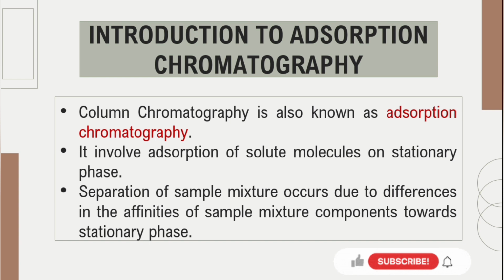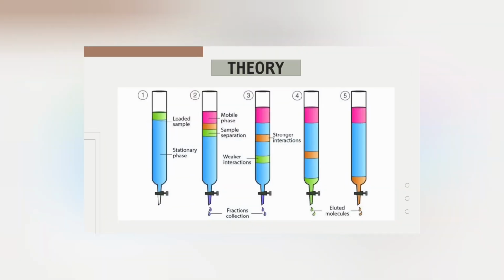Introduction of adsorption chromatography. Column chromatography is also known as adsorption chromatography. It involves adsorption of solute molecules on the stationary phase. Separation of the sample mixture occurs due to differences in the affinities of the sample mixture components towards the stationary phase.